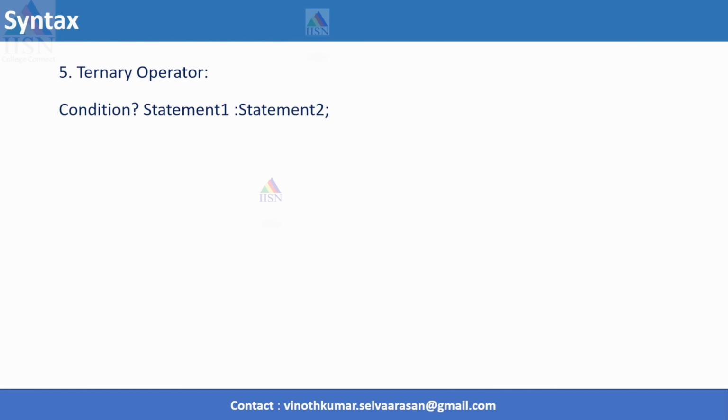Now we are moving to the next one, that is the ternary operator. In the ternary operator, it first checks the given condition. If the given condition is true, it is going to execute statement 1. If the given condition is false, it automatically moves to statement 2. This is all about the ternary operator syntax and its execution flow. Now we are going to see the demo session.